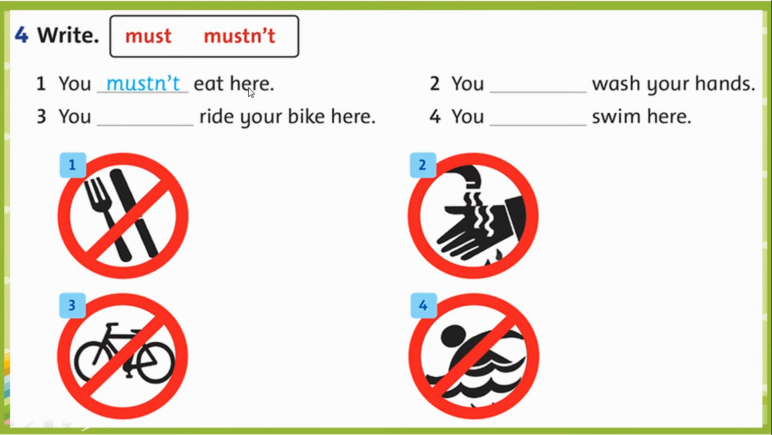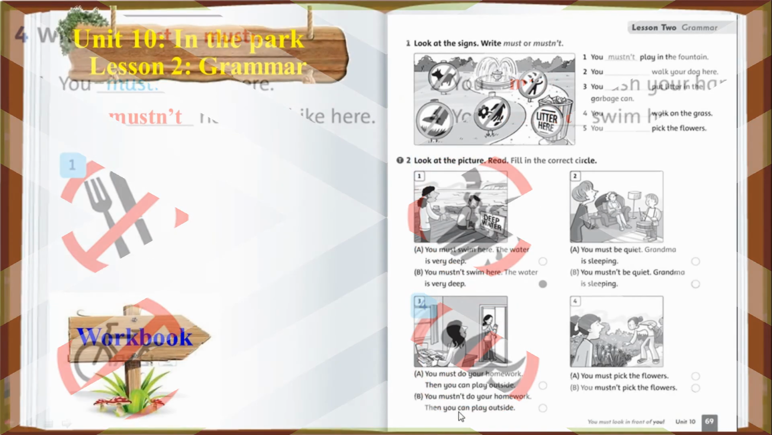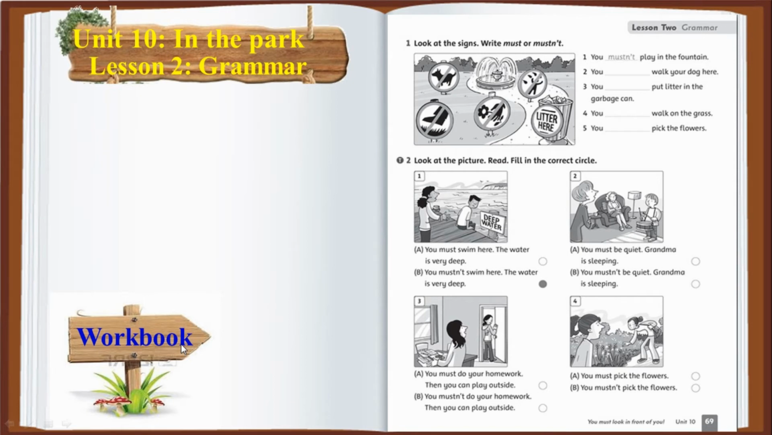Part 4. Write must or mustn't. Number 1. You mustn't eat here. Okay. Number 2. You must wash your hands. Number 3. You must or mustn't ride your bike here? Mustn't. Number 4. You must or mustn't swim here? No, mustn't swim here.